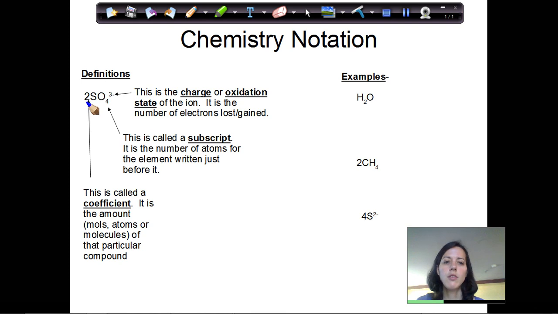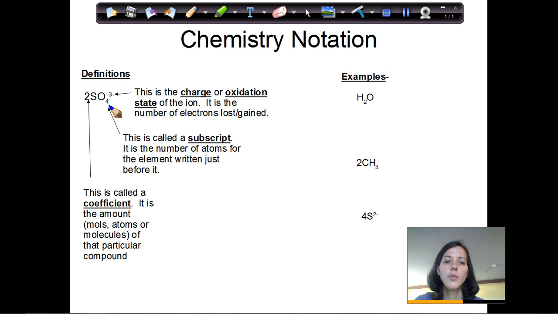This number out front is called the coefficient. It is the total amount of moles. You can count it large scale as moles, or you can look at it small scale individually as atoms or molecules. So you could say we had 2 moles of SO4 3-, or you could say we had 2 molecules of SO4 3-. And either one would be correct depending on whether you were looking large scale or small scale. We typically talk in moles because that's something that's large enough for us to be able to see.